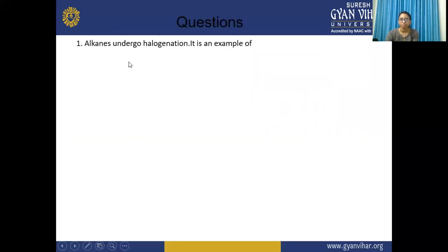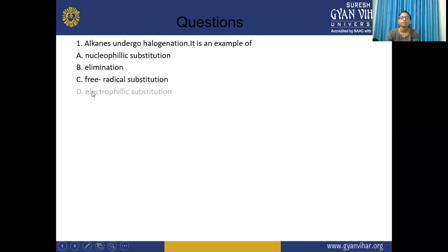So here are the questions. Question 1: alkane undergo halogenation. It is an example of A, nucleophilic substitution reaction, B is your elimination, C is your free radical substitution, D is your electrophilic substitution. So the answer is C, free radical substitution.